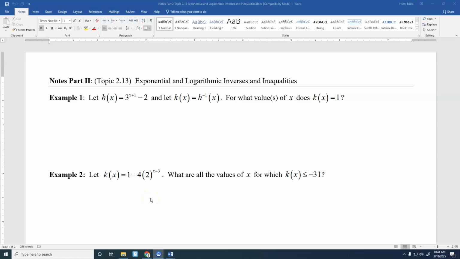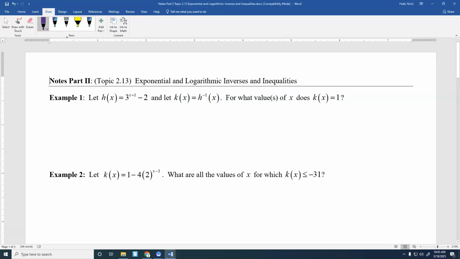So today we are going to look at logarithmic inverses and inequalities here. One of the things that we're going to be expected to do is be able to find an inverse for an exponential or a log function, which is very much like solving the equations. And log inverses work just like any other inverse. We switch our x and y's and solve for the new y.